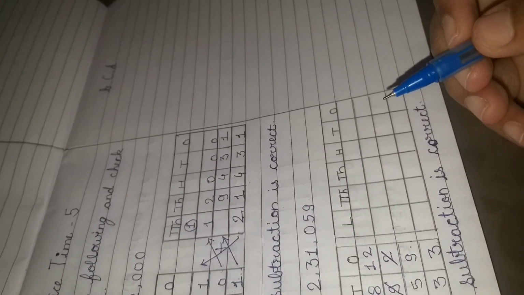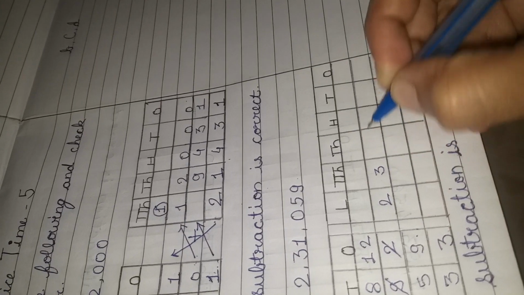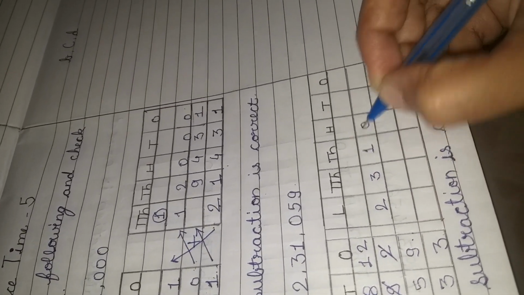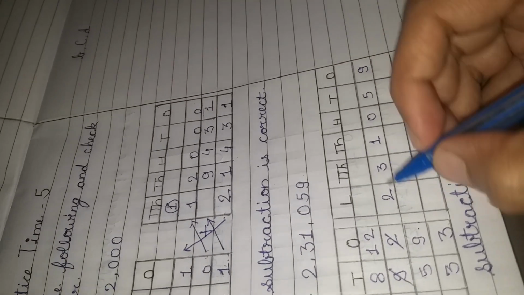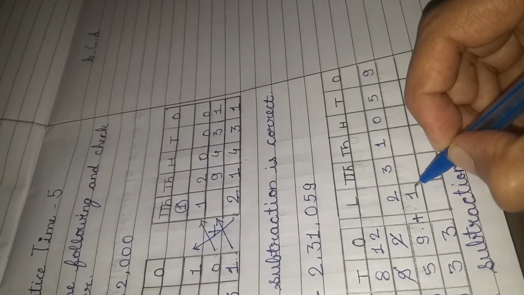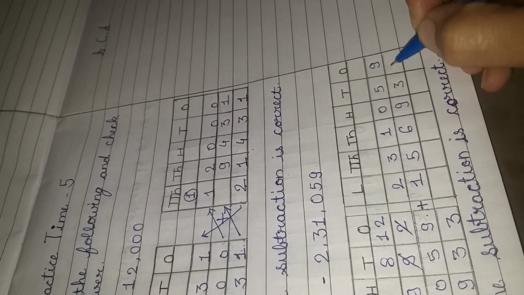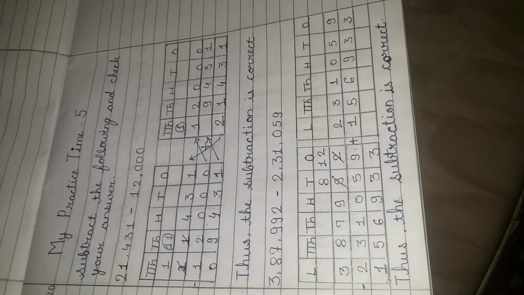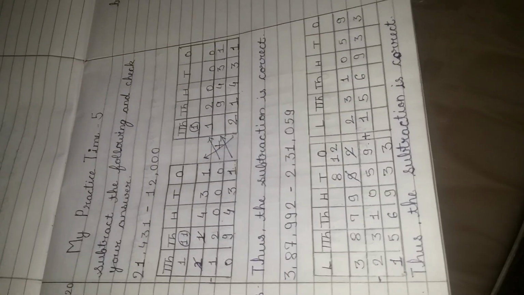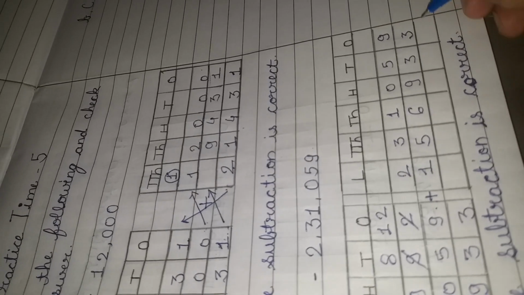Okay. So now I am going to write here. You also write 2,31,059 plus the difference 1,56,933. So can you see here? I have written both the numbers, that is subtrahend plus difference. Okay. So now let's add and check whether the answer is correct or wrong. 9 plus 3, 12.